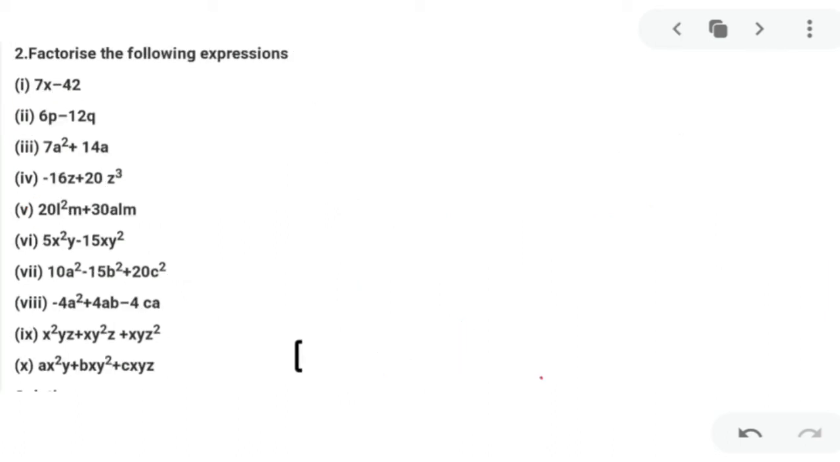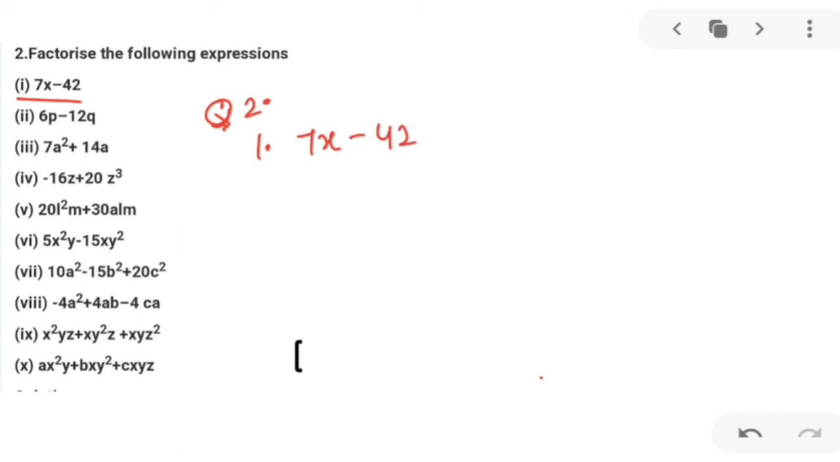Let's jump on to question number 2. In the previous question we have done to find the common factor. Here we have to factorize. So let's see how we will do. This is question number 2. Exercise we are taking exercise 14.1. And question number 2, first it has 7x minus 42.